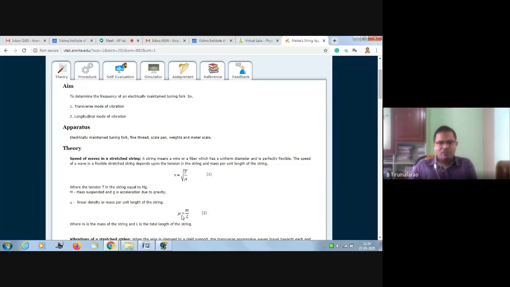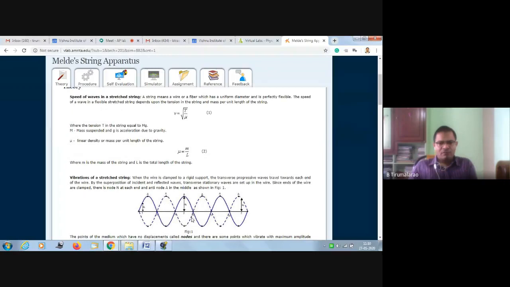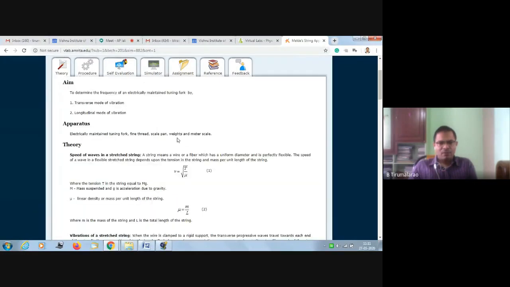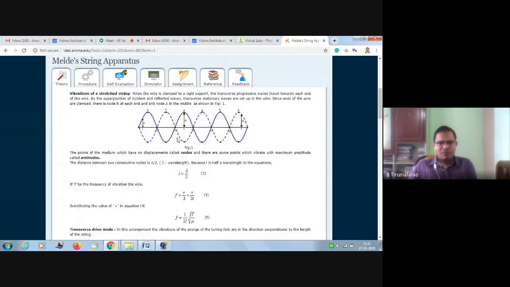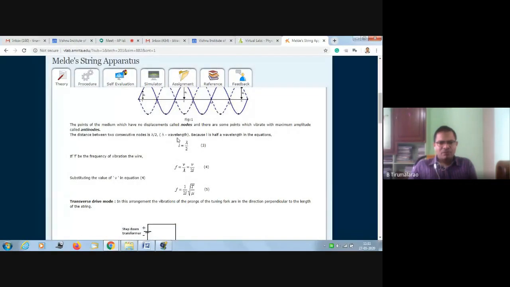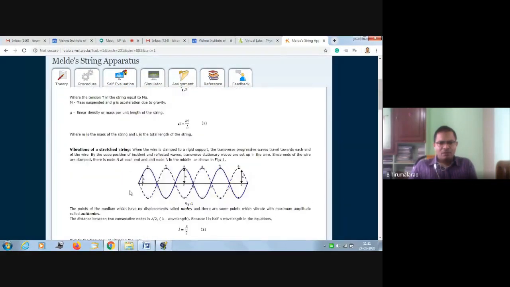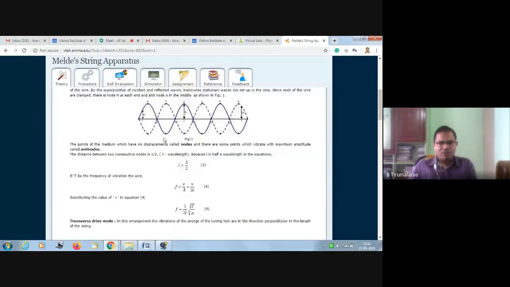How can you get it? Small m is the mass of the suspended thread, and capital L is the total length of the thread. We can find out the linear density of the thread, or mass per unit length, by dividing the total mass of the thread by the total length of the thread. Substitute. So finally, that gives mu, and that mu is substituted in this equation.